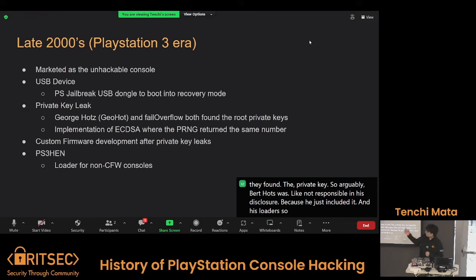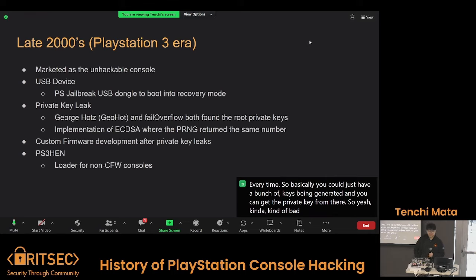But yeah, the weakness here was that they implemented ECDSA wrong. Everybody should know ECDSA. I don't know if Brad mentioned it, but ECDSA is a type of elliptic curve cryptography, and it requires a random number generator, but the random number generator just returned the same number every time. So basically, you could just have a bunch of signatures being generated, and you could get the private key from there. So yeah, kind of bad.